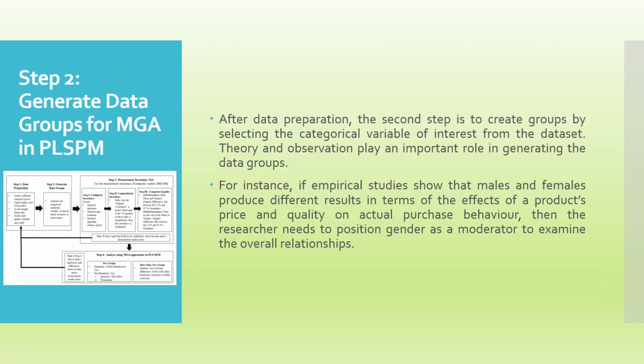Now the next step, after the data preparation, the second step, is to create the groups by selecting the categorical variable of interest. That is the moderating variable which is in category. We have to select that variable and we will have to create the groups. Now, how can we create the groups? Let's see in SmartPLS.